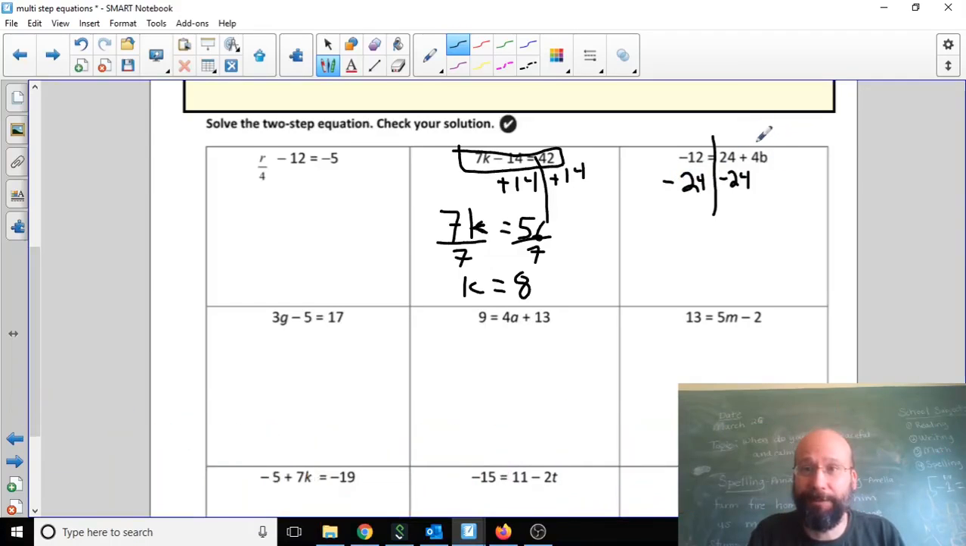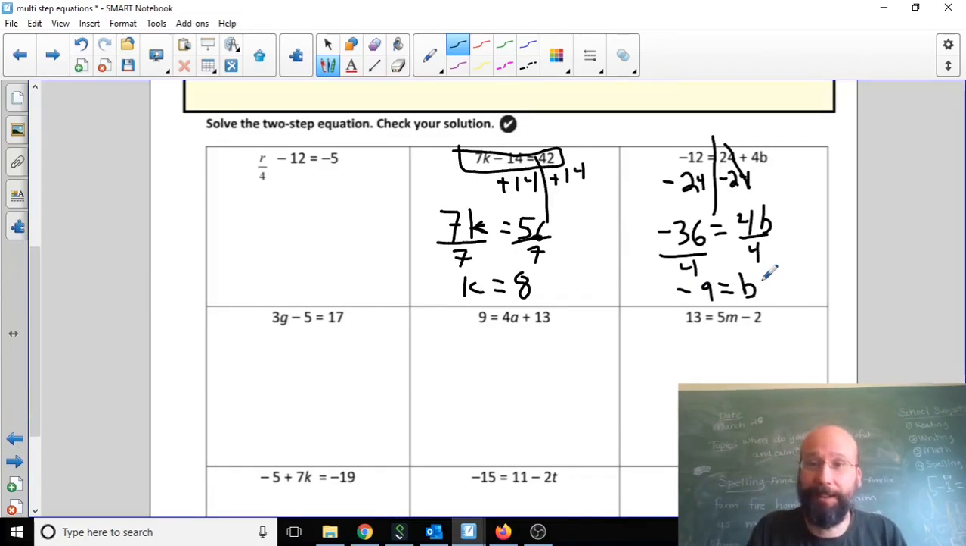Again, I'm not going to start with this multiplication, 4 times b. I'm going to start with the addition or the subtraction. In this case, I need to subtract. So negative 12 minus 24 is negative 36 equals, this is 0. 24 minus 24 is 0. That's why we do the opposite, to remove it. So all we have is 4b. And then I divide both sides by 4. Negative 36 divided by 4 is negative 9, so b equals negative 9.